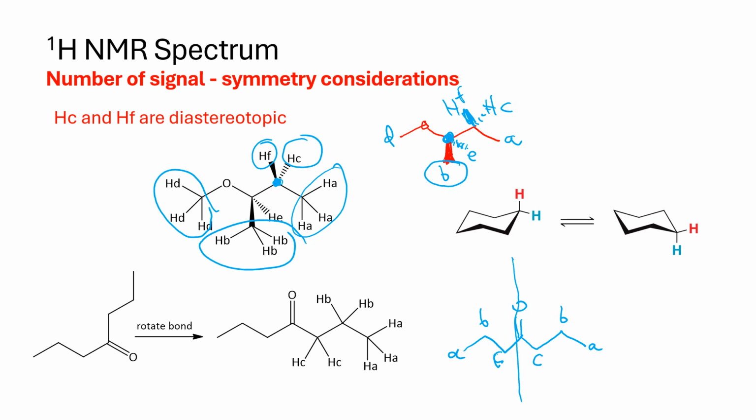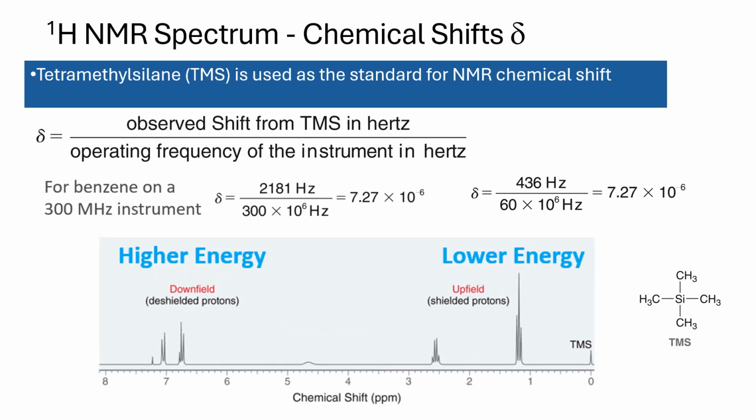Remember that when you have cyclohexane, the interchange, the chair flip, happens quickly at room temperature, so you don't have a distinction between axial and equatorial hydrogens, and you will see that only if the temperature is really low, like negative 100 Celsius, I believe. Otherwise, you don't see that. But again, counting signals is very important that you determine when the H's are diastereotopic.